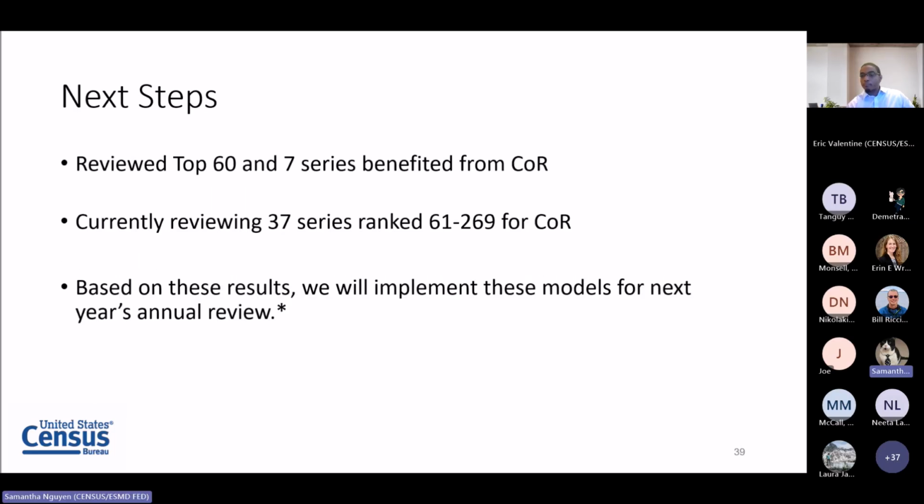So what are our next steps? For now, we have reviewed the top 60 and 7 series have benefited from the change regime. We're currently reviewing an additional 37 series ranked 61 to 269. Based on these results, we will implement these models for next year's annual review. There is a caveat, which is whether the 2024 data will behave well with the change regime, but at least we'll have a starting point with these models. And now I'll pass the baton over to Erin.